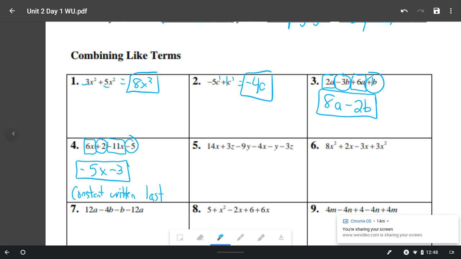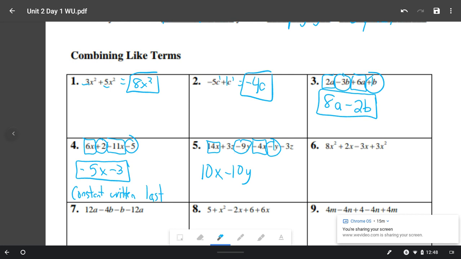So if we go on to number 5, we've got 3 different letters here. Alphabetically, I believe x is first. So we have this x and this x. If we combine those, we'd get 14 minus 4 is 10x. Alphabetically, I think it goes x, y next. So we'll do our y's. There's always a 1 in front of that y. So we have negative 9 minus 1, which would be negative 10y.